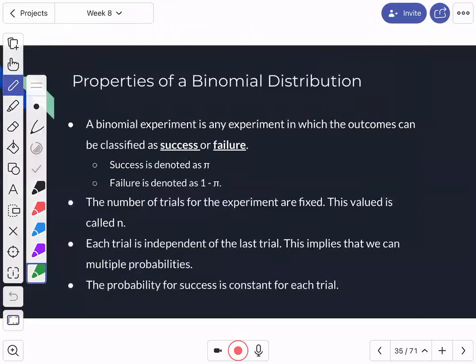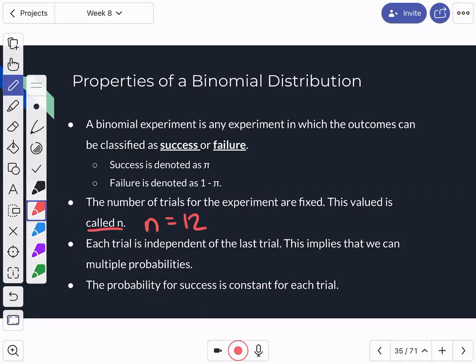So let's go and look at the properties of a binomial distribution. In a binomial experiment, the binomial distribution itself is debatable. We call it a binomial experiment. In a binomial experiment, there are only 2 outcomes. They can be classified as success or failure. Success is denoted as pi. So success in our case was pi equals 0.2. Failure is denoted as 1 minus pi. Failure in our case was 0.8, 1 minus 0.2. There is a fixed number of trials, which we're going to refer to as n. For the example we just did, our fixed number, the number you have to stop at, n was equal to 12.